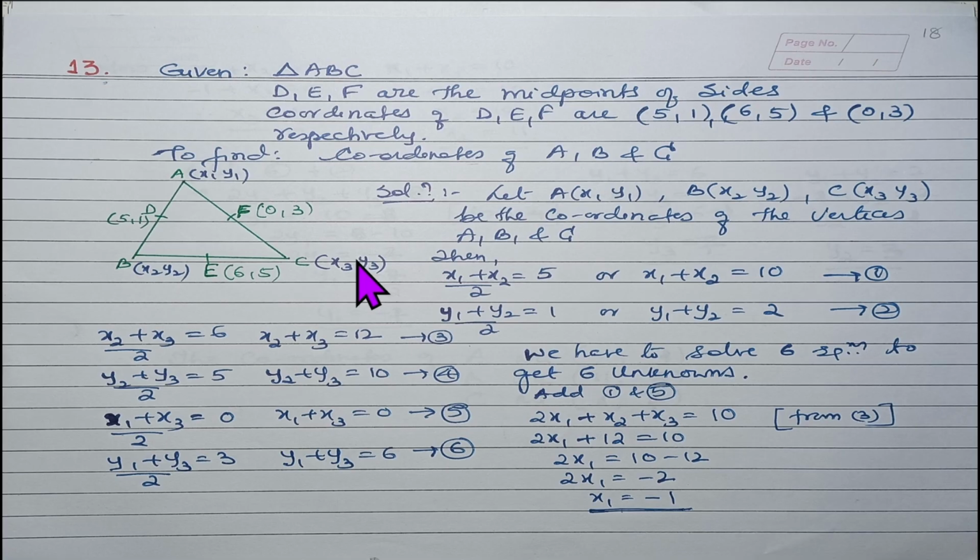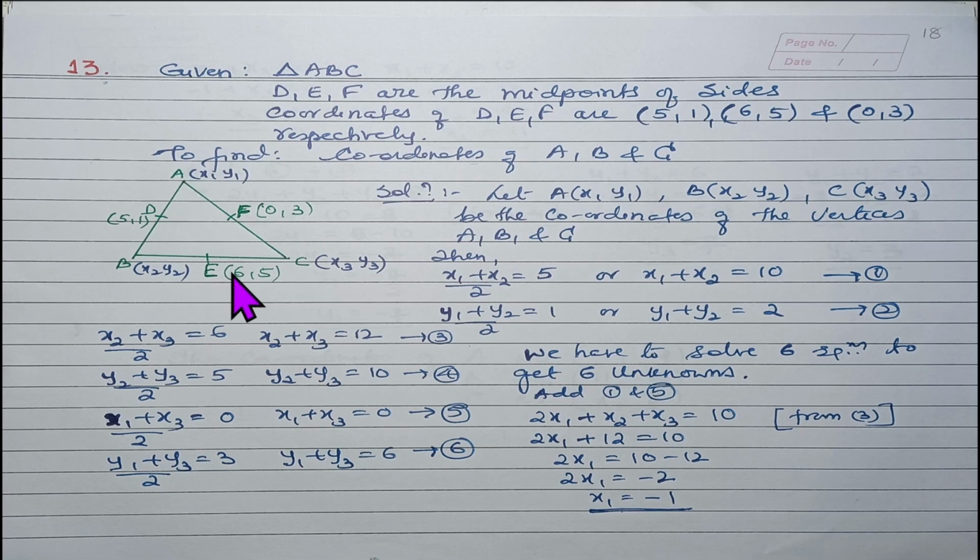That means we have to get 6 equations to find out these 6 unknowns. Now let us see how to do that. I have to apply the midpoint formula for AB, for BC, and for AC. So let us apply the midpoint formula for each of the sides. If I take AB, then 5 is equal to (x1 plus x2) divided by 2, or x1 plus x2 is equal to 10. Then 1 is equal to (y1 plus y2) divided by 2, and therefore y1 plus y2 is equal to 2. Similarly, I have to apply the midpoint formula for side BC and for side AC, and that's what I have done here.